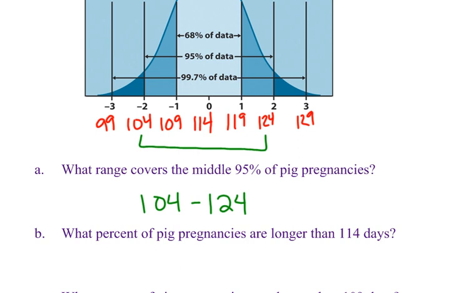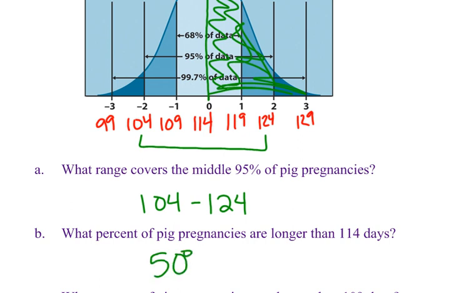Remember, 114 is our middle, isn't it? Mean and median are the same. So how many data values lie here to the right? What percent of this should I be shading? Hopefully you realize since the mean and the median are our middle, 50% of pig pregnancies are longer than 114 days. If they asked how many were shorter than 114 days, 50%.